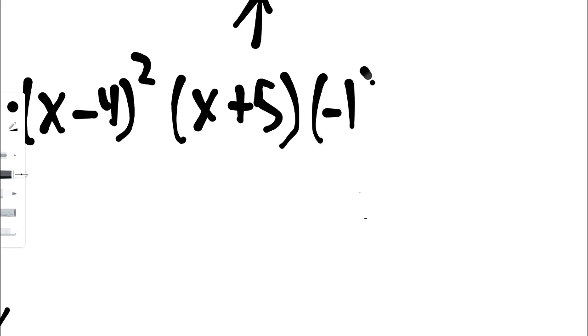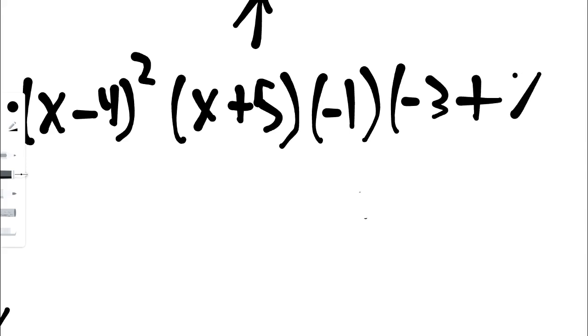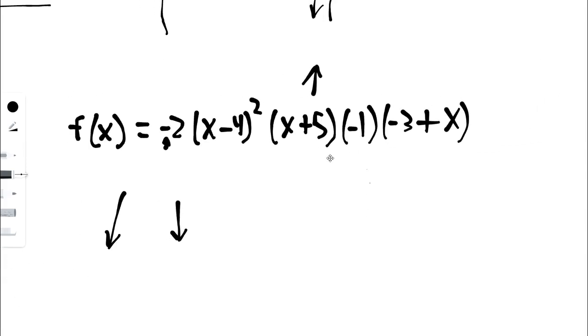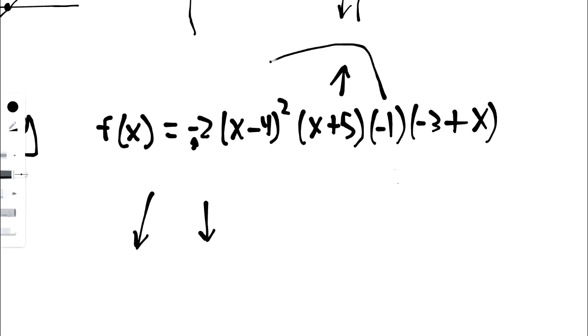So negative, and then this is going to become -3 plus x. And now this negative is going to get moved all the way to the front here, and it's going to multiply with that negative, and they're going to cancel out. So I'll show how this kind of works on Desmos.